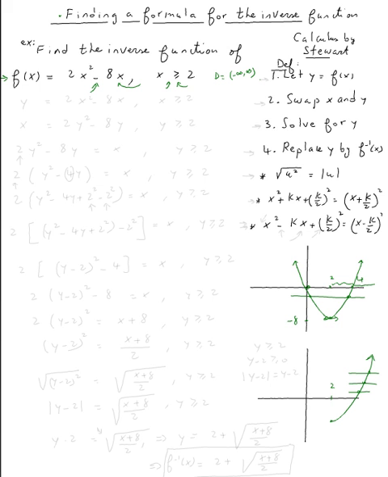So what do we do? Number one, we let y equal f of x. Replace f of x by y. It's y equals x squared minus 8x. We know x is bigger than or equal to 2. Now number two, swap x and y. Wherever you see y, you plug in x. Wherever you see x, you plug in y. Now remember, x was bigger than or equal to 2. Since we swapped x and y, now y becomes bigger than or equal to 2.